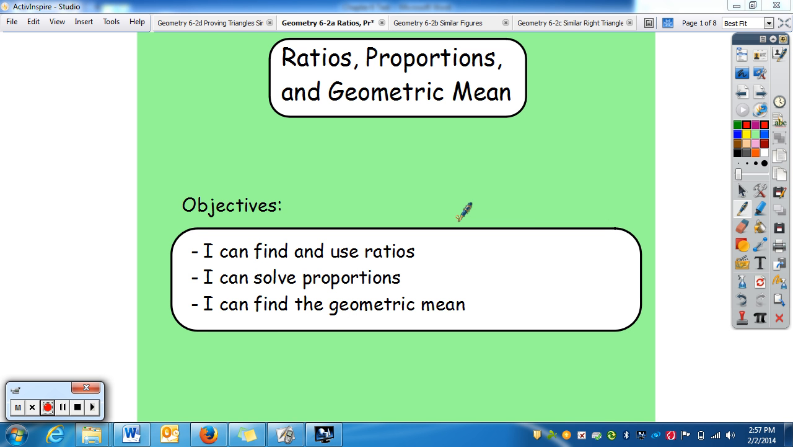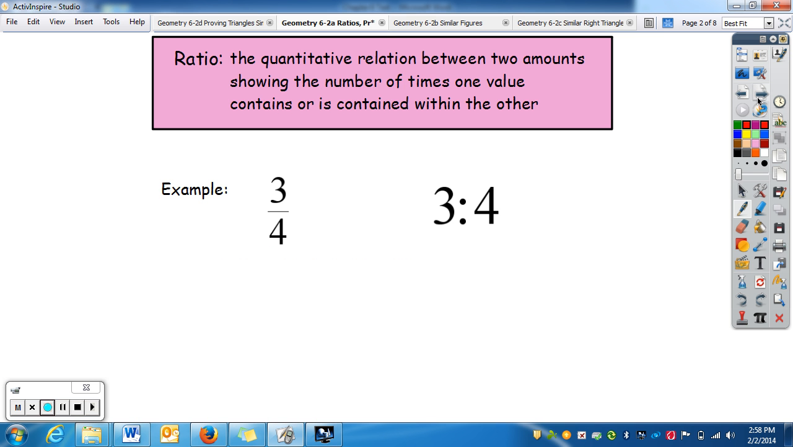So in this video, we're going to talk about ratios, proportions, and geometric means. It's going to start off our second half of this unit. Your objectives are that you can find and use ratios to solve problems, solve proportions, and find geometric means. We have dealt with ratios in the past with previous activities and projects we've done, but we're just going to look at it a little more closely.